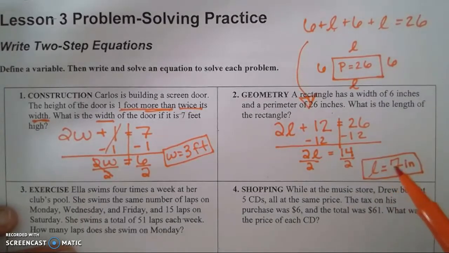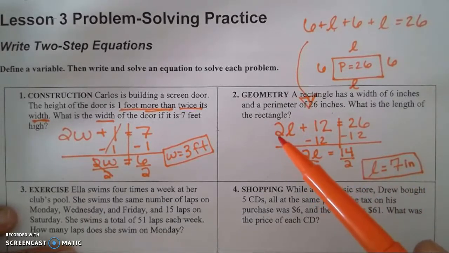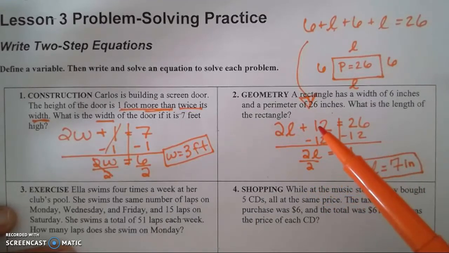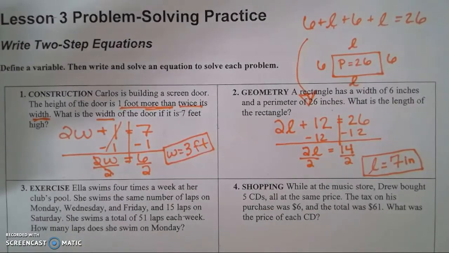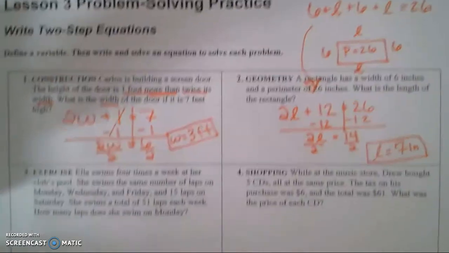Alright, again, ran out of room to check it, so just do it in your head real fast. So 2 times 7 is 14. 14 plus 12 is 26, so we know we did it correctly. Alright, let's try 2 more here.